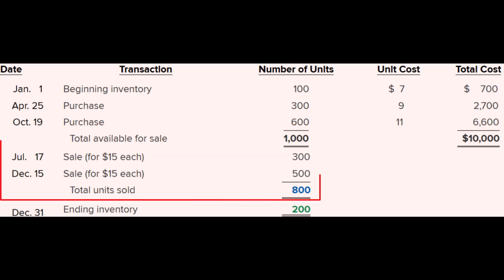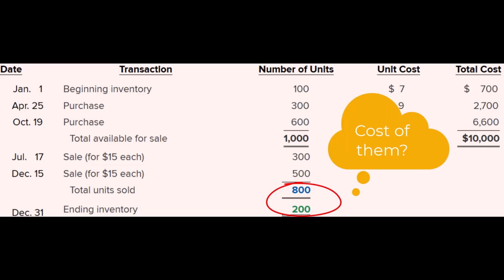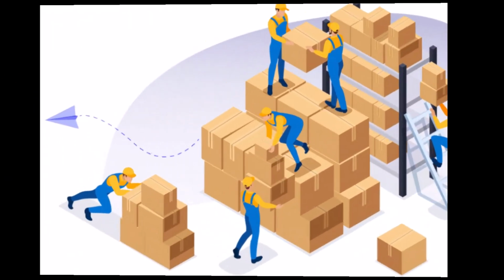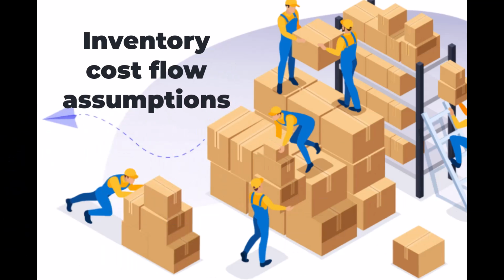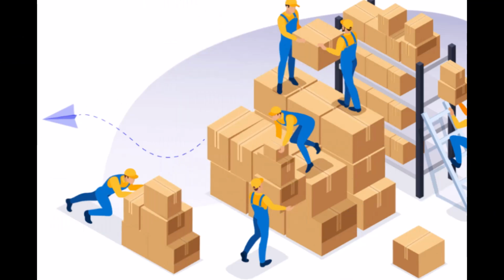During the year, you sell 800 units, which means you have 200 left. This leads to a surprisingly tricky puzzle. What was the cost of the 800 games you sold, and what is the cost of the 200 you have left? To answer this, companies use what are called inventory cost flow assumptions. And here's the crucial point. Companies are allowed to assume which units were sold, even if that assumption doesn't match how the games actually left the shelf. Today, we're going to solve this puzzle by exploring the 4 methods companies use to make this assumption.